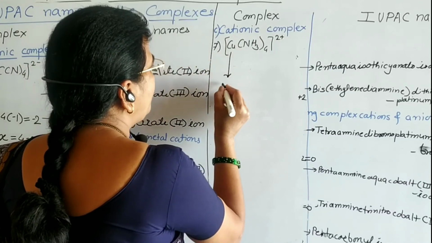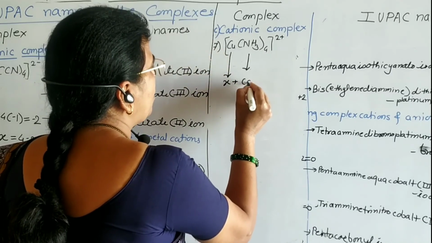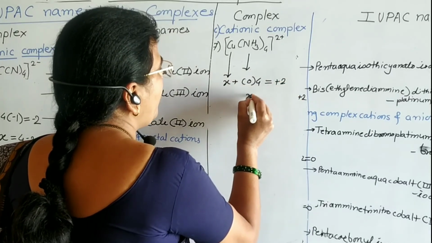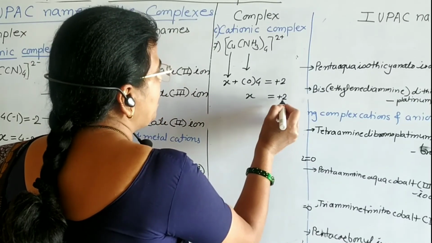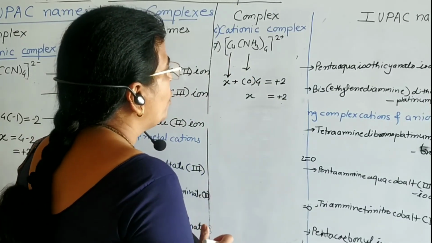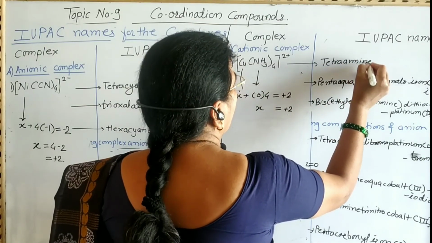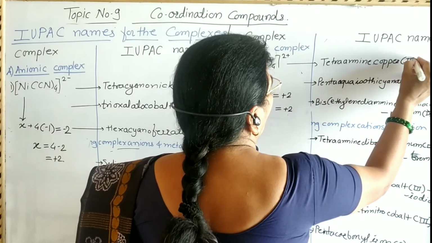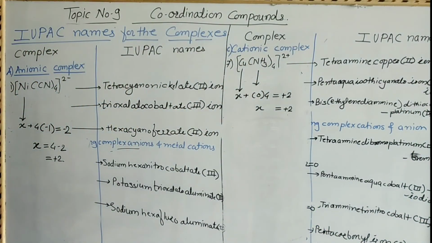Now the oxidation state of Cu is X plus oxidation state of this amine is 0 multiplied by 4 is equal to +2. Therefore X is equal to +2. Now here the oxidation state of copper is +2. Therefore name of this complex is tetraamine copper 2 ion. In this way, IUPAC names for the coordination compounds are given.